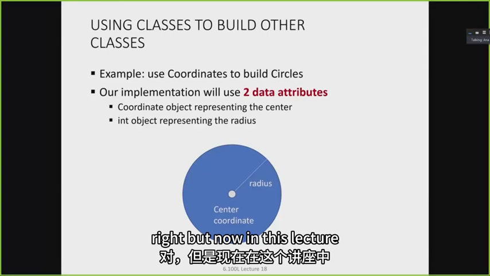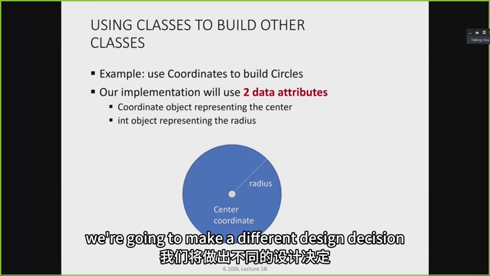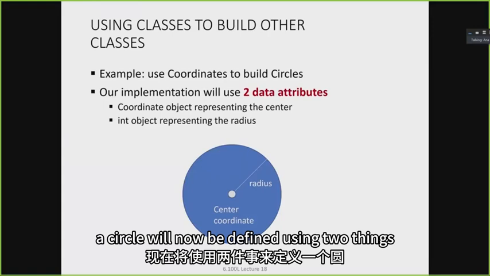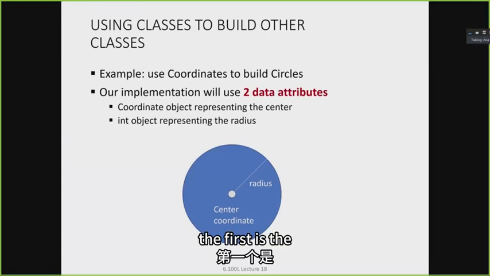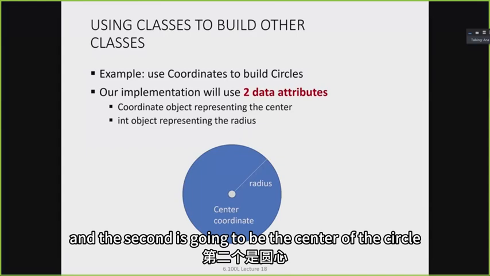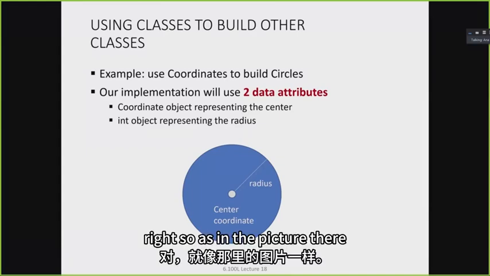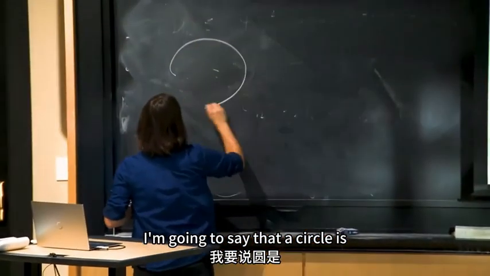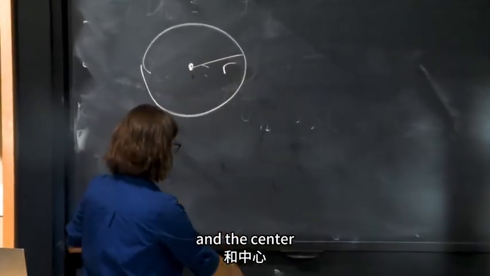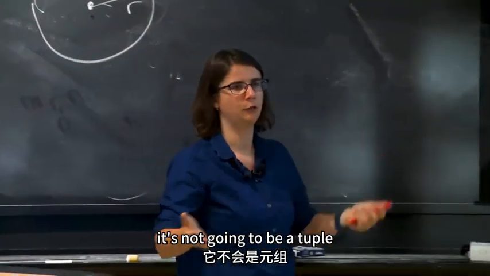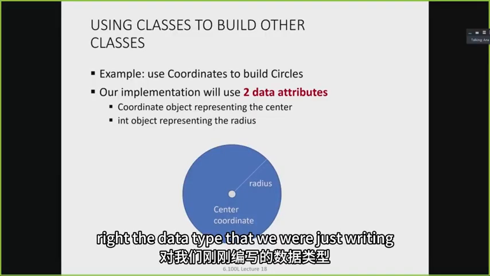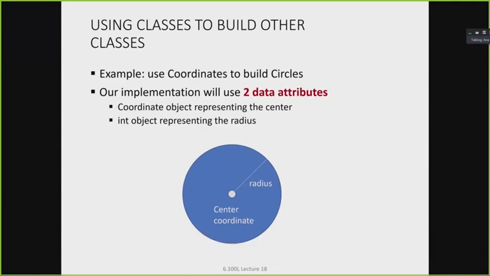But now in this lecture, we're going to make a different design decision and say that a circle will now be defined using two things. The first is the radius, which I'm going to say is an integer. And the second is the center of the circle, as in the picture there. A circle is based on this center and this radius. And the center is not going to be a float, not a tuple, and not an int. It's going to be a coordinate object, the data type that we were just writing.